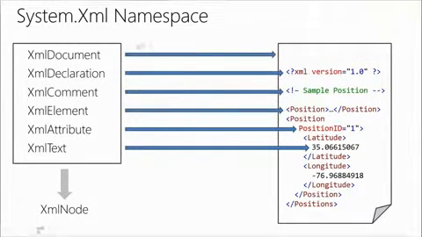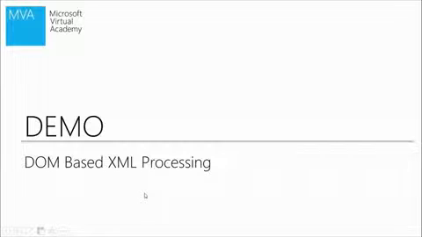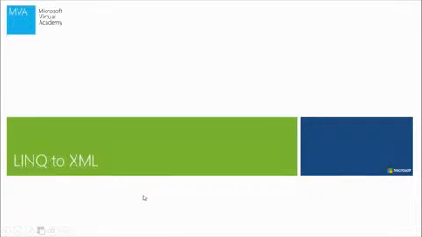And so with the XML namespace out there, we have the XML document that represents the overall document. We've got XML declarations, comments, elements, attributes, text nodes, etc. So for basically every type of structure that you could have in the actual XML document, there's a corresponding type in the XML namespace over there. And they all derive from this root class of XML node.